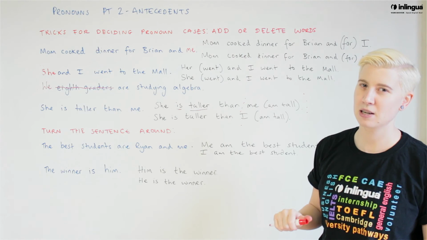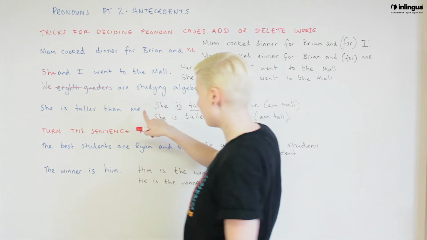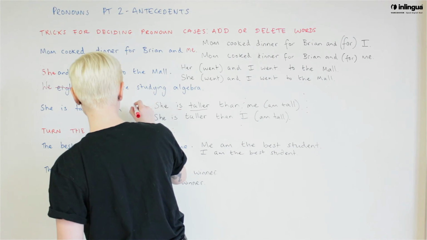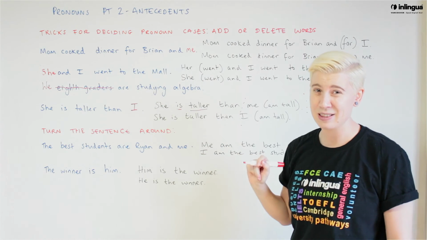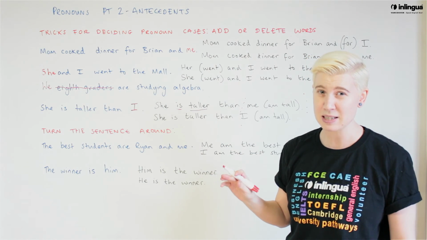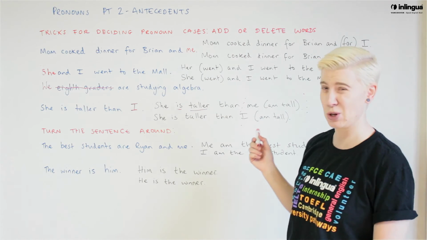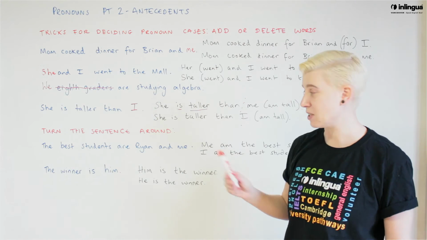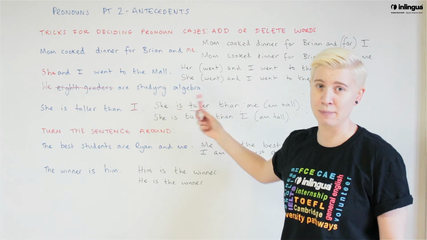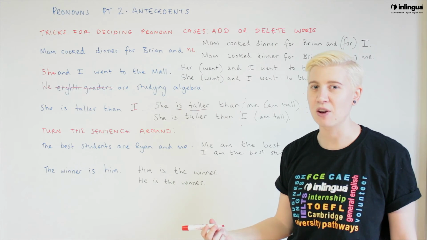Which one's correct? It's pretty easy when you look at it like this to know that even though it might sound all right in the sentence without repeating the words, you can see when you repeat it that it sounds horrible. Me am tall. Ugh, no thanks. She is taller than I, because the meaning here is that of I am tall. She is taller than I am.